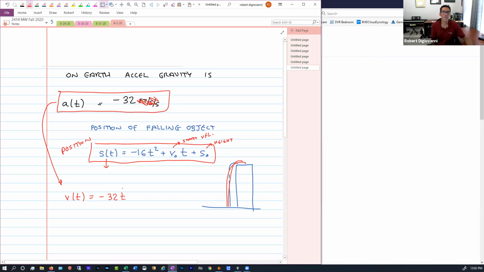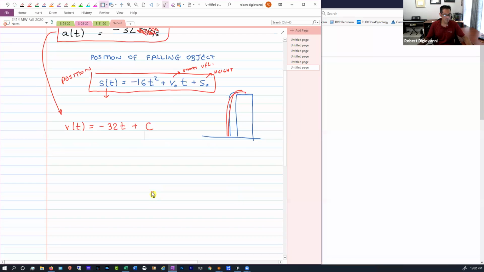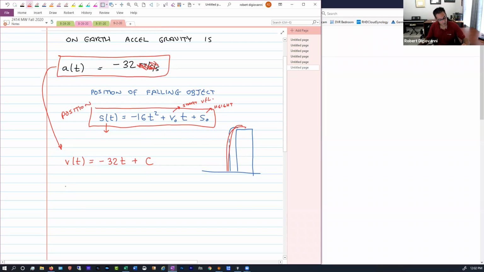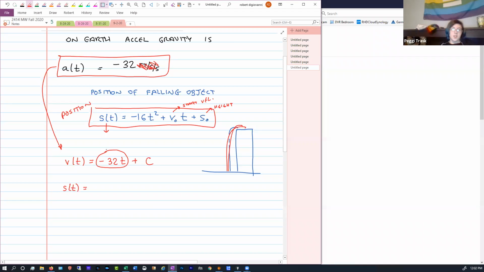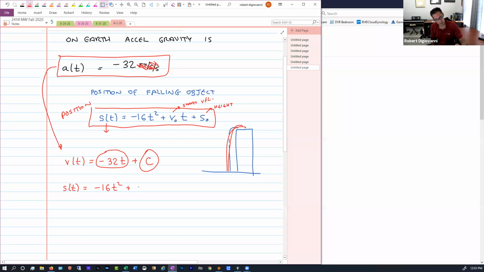32t, right? That's the antiderivative, plus some constant that we don't know. And then we do the antiderivative again to get position. What's the antiderivative of negative 32t? Negative 16t squared, plus the antiderivative of c, which would be c times t, right? Plus we would have a new constant, wouldn't we? That's what we'd have, right?